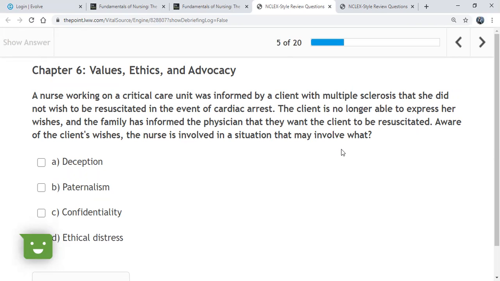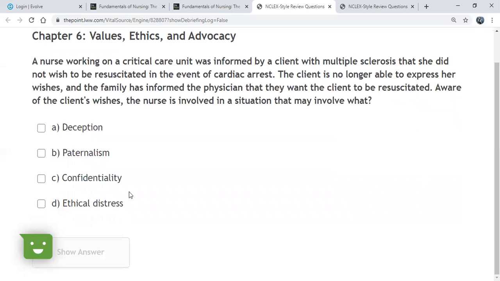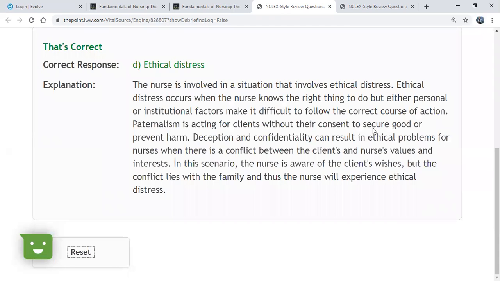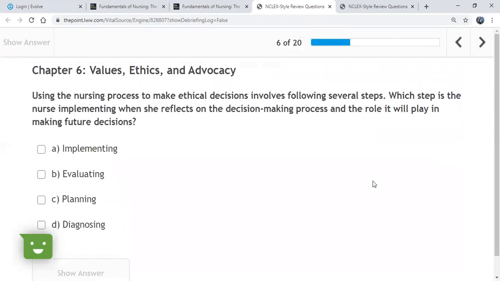Because deception, that would be about lying. Paternalism would be about who's the parent. Confidentiality is violating the HIPAA. Yeah. Okay, the nurse would want to represent the client's wishes, or might, if the nurse believed that it was better for the family to resuscitate, then they might not say something. But you should always honor the wish of the client.